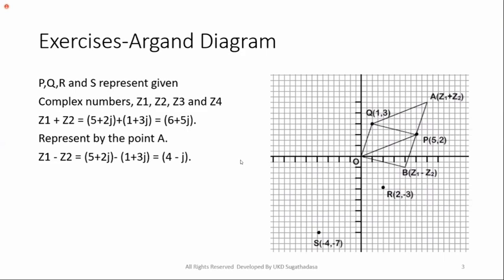This is how you get Z1 plus Z2 and Z1 minus Z2. The other points are not different. R is 2, minus 3. S is in the third quadrant, minus 4, minus 7. Right? A particularly important part is what Z1 plus Z2 and Z1 minus Z2 are. You can represent them graphically also by completing this parallelogram.